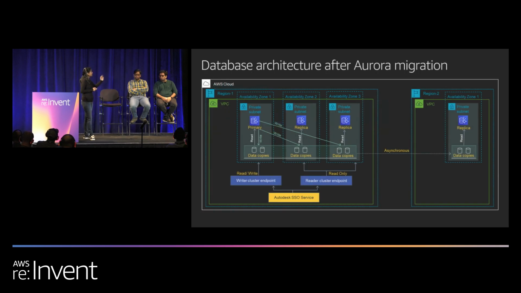This is how our database architecture looked after the Aurora migration, where we had one master and two replicas in one region. And we had a cross-region replica in the other region acting as the DR. We had enabled routing of the read queries through the reader cluster endpoint, and the remaining queries were routed to the master through the writer cluster endpoint.